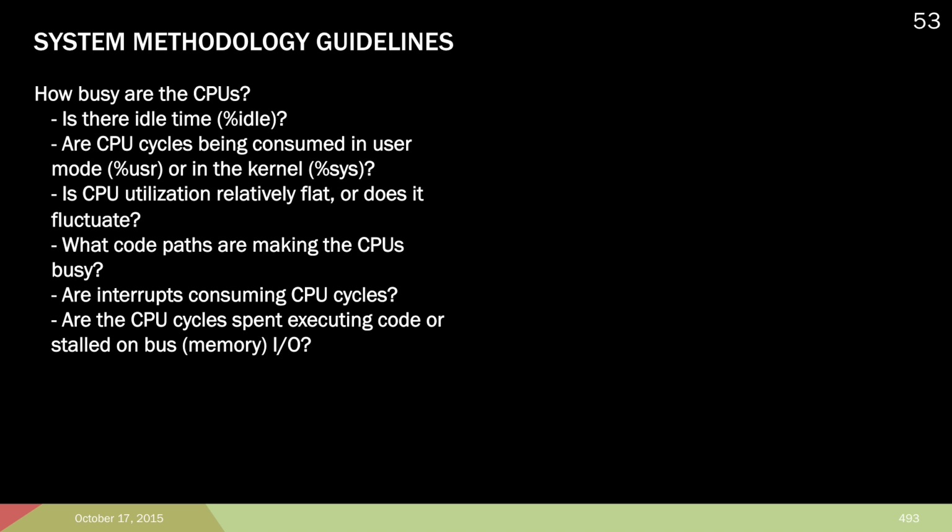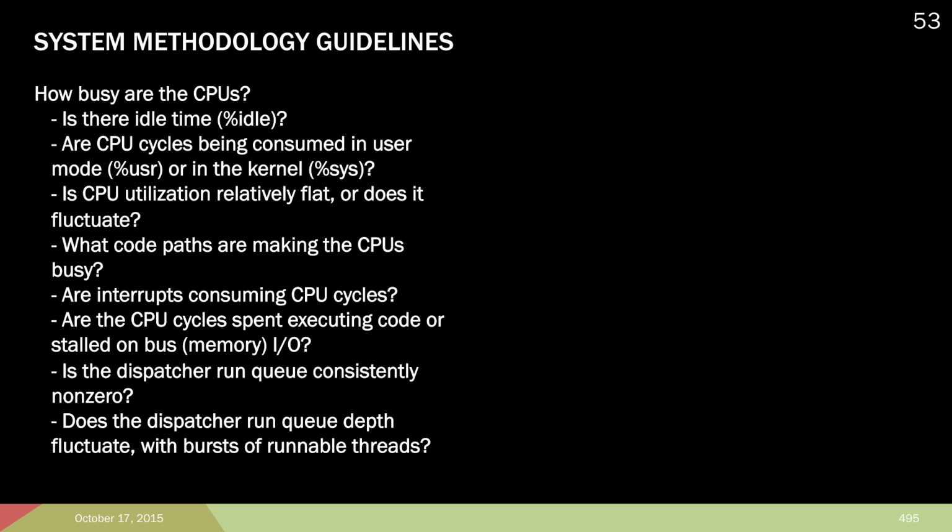Are the CPU cycles spent executing code or stalled on bus I/O? Is the dispatcher run queue consistently non-zero? Does the dispatcher run queue depth fluctuate with bursts of runnable threads?